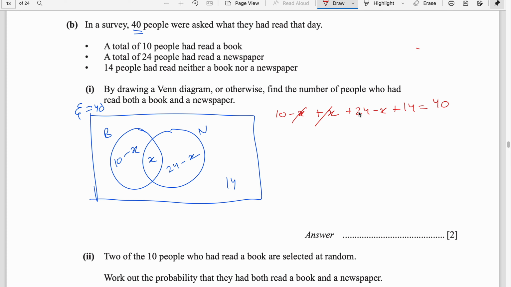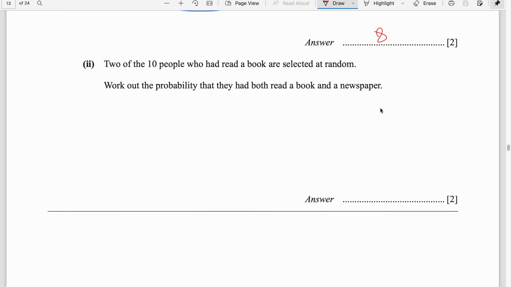Negative and positive x go away. This is 24 and 10, 34, and 14, 48. So 48 minus x equals 40. 48 minus 40 is equal to x. x is equal to 8. So there are 8 people who read both book and newspaper.